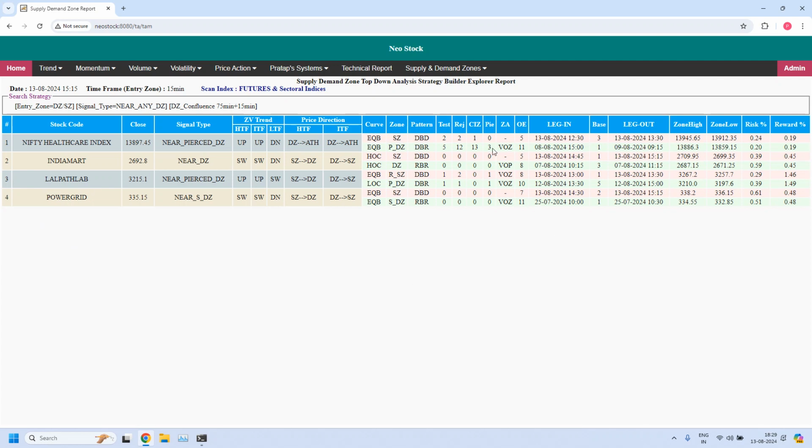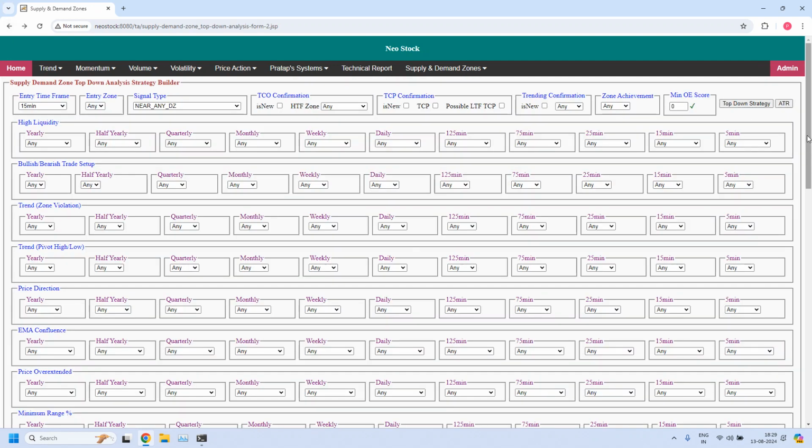But out of these 4 again, the indices Nifty Healthcare is already pierced. Lal Patlab is also pierced. So you can't use them. But anyway, remaining 2 stocks, let us see whether any one of them have confluence with HTF time frame.